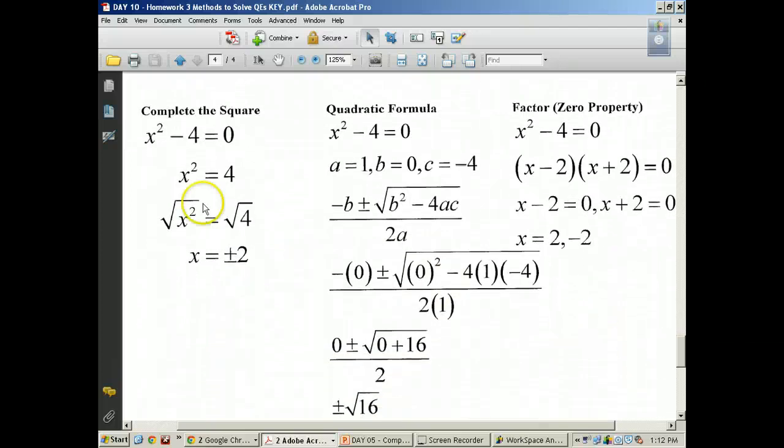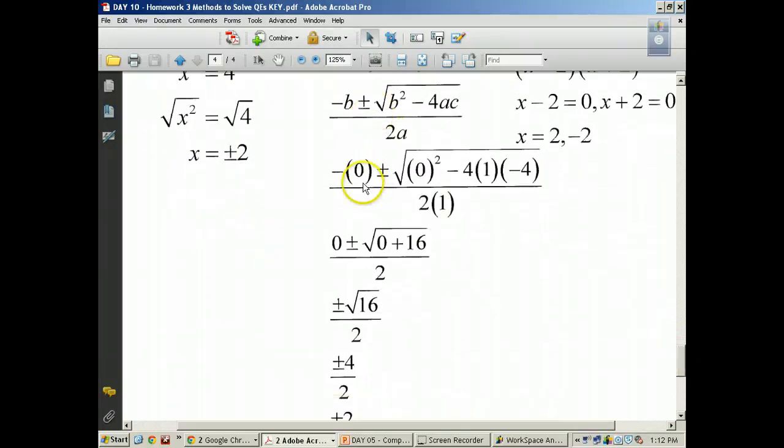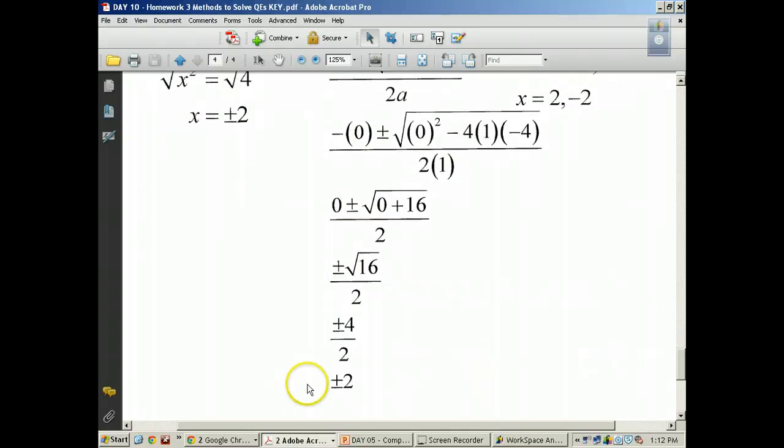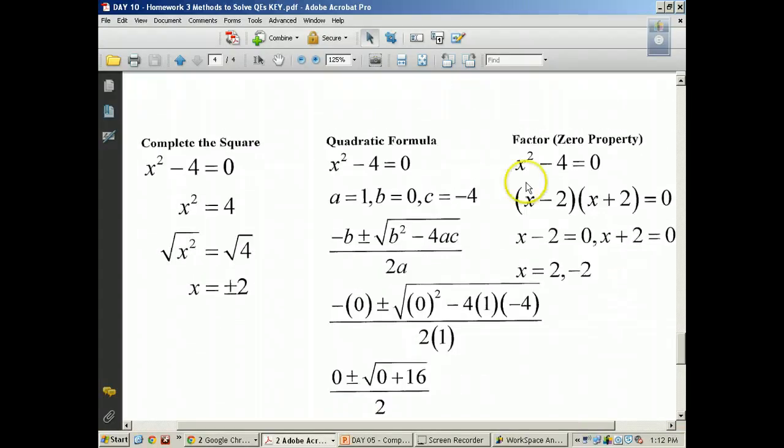Especially like on the last one, solving this one: add 4 to both sides, take the square root, get plus or minus 2. Look how much work it is for the quadratic formula just to get down and have the same exact thing. Not worth all that work. And you could just factor it: x minus 2, x plus 2. Same thing. Alright, so let's get started on your homework.